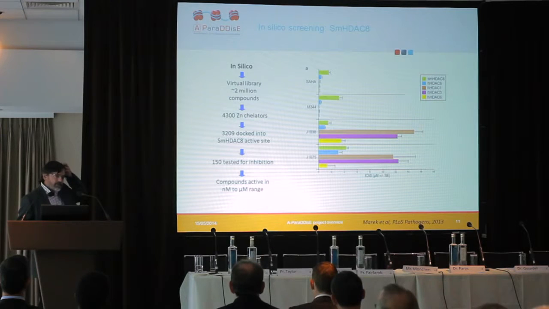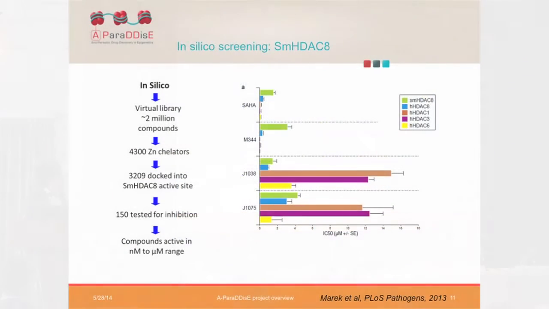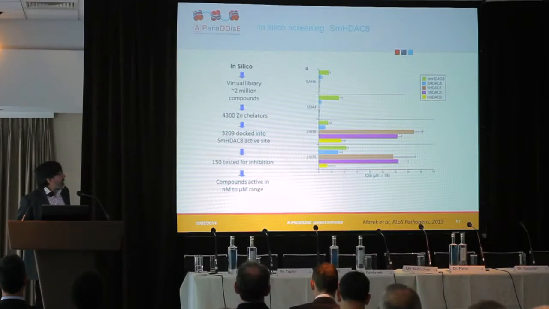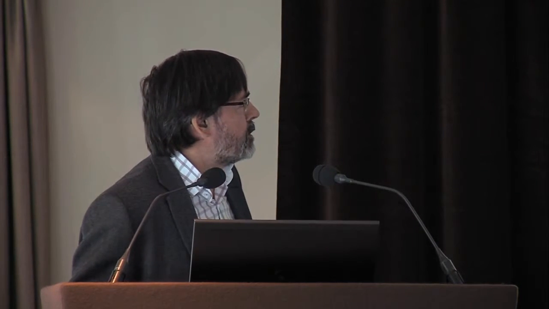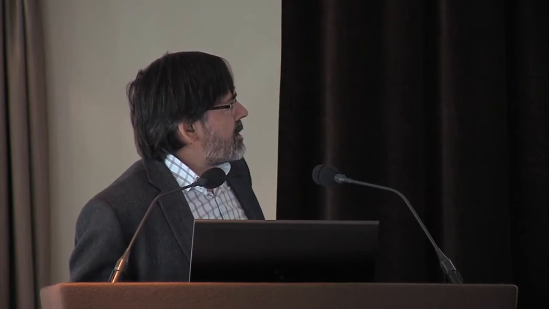As I said, I won't go into the high throughput screening, which has produced some interesting compounds which we're pursuing. The in silico screen was done, as you can see on the left, using a certain number of screens and then docking into the active site using the crystal structure. And a number of these which seemed likely to be potent were tested for inhibition, and we retained compounds active in the nanomolar to very low micromolar range. On the right, you can see a couple of examples, J1038, J1075.